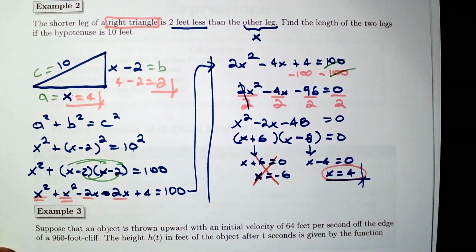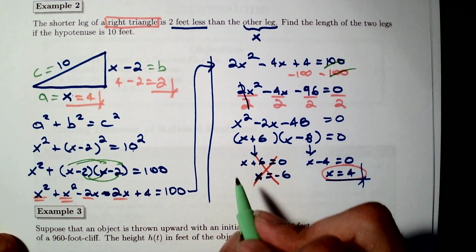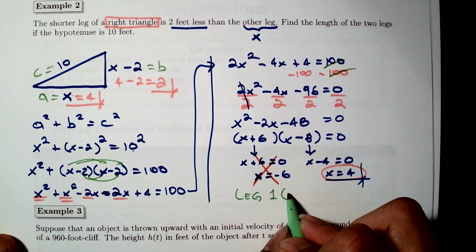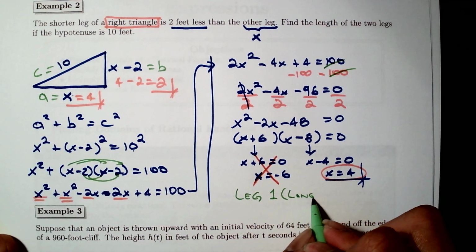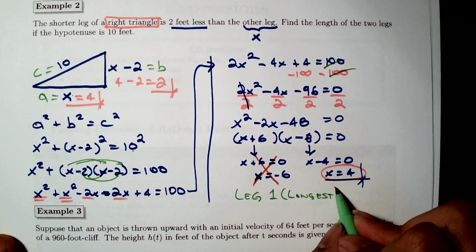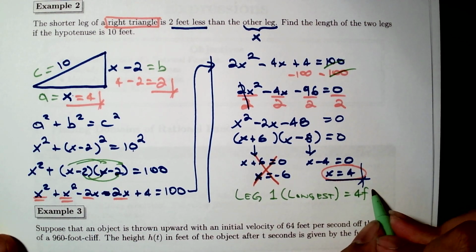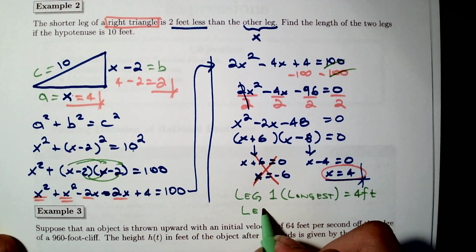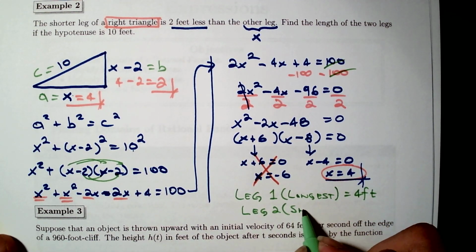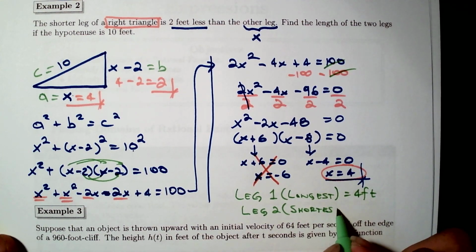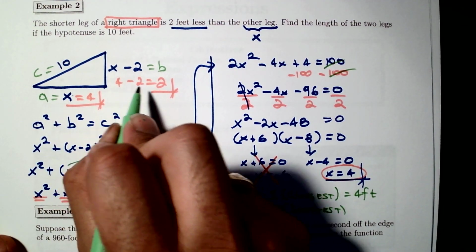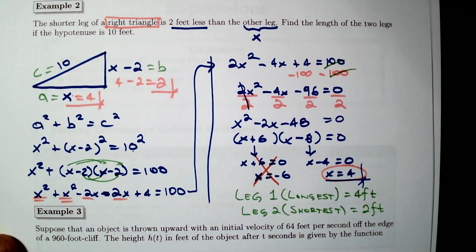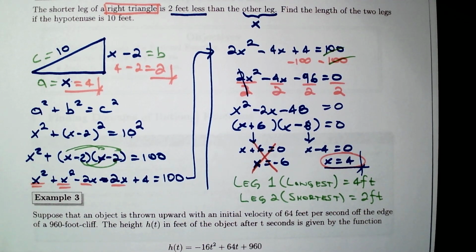All right. So in this case, summarizing everything, leg 1, the longest, is 4 feet. And leg 2, the shortest, is 2 feet less, which in this case is 2 feet. All right, so that'll be the solution to this problem.